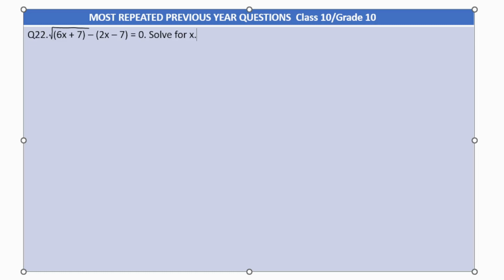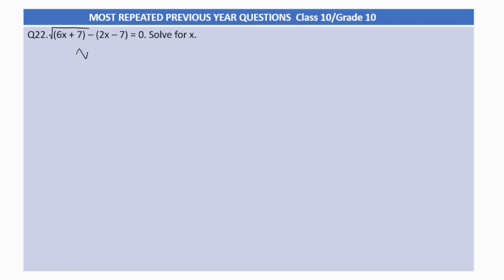Let's solve this question from algebra. Square root of 6x plus 7, the entire expression 6x plus 7 is inside the square root, minus 2x minus 7 equal to 0. We have to solve for x. Now let's write it first, the equation square root of 6x plus 7, the entire thing inside the square root, and minus of 2x minus 7 equal to 0. Now we will learn how to approach this kind of question, how to approach these questions.